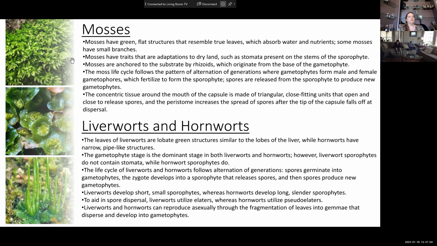Big things to know, though, is that these are your seedless, non-vascular plants. Okay, we're gonna categorize plants as seedless non-vascular, seedless vascular. We're gonna make sure that we have that memorized and what falls in that category.